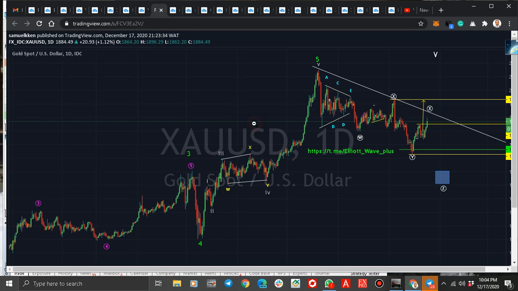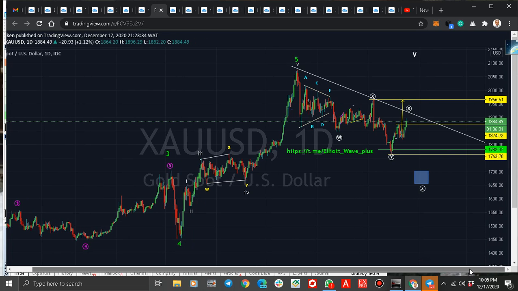So we move on to gold. On gold, I made a little adjustment. Before I said that gold have completed its correction here, but there's something I saw that made me have a rethink.